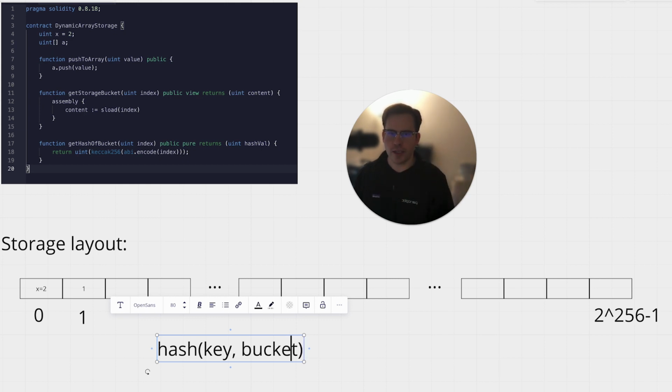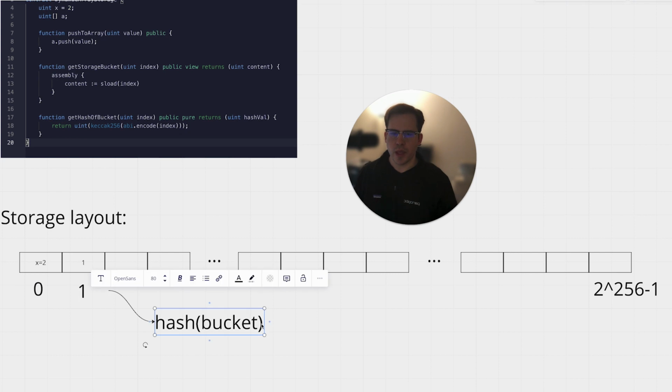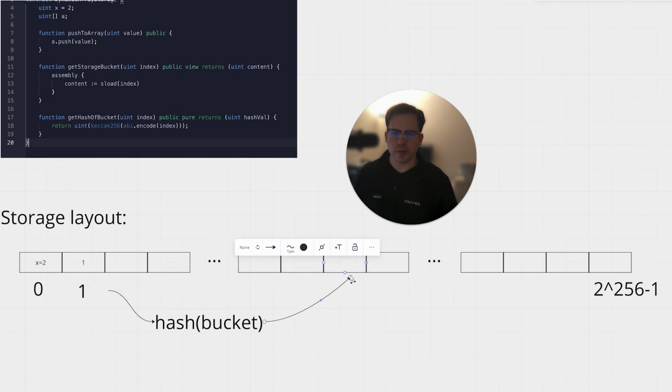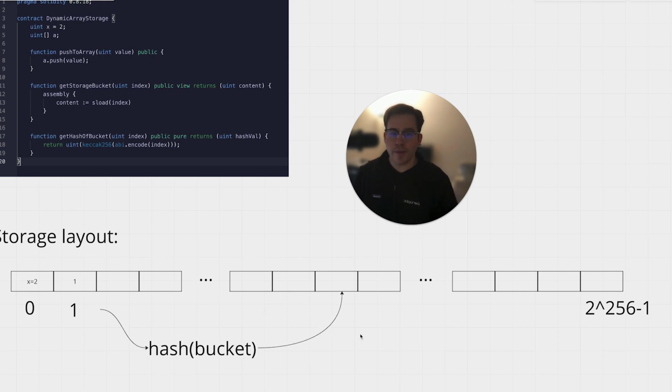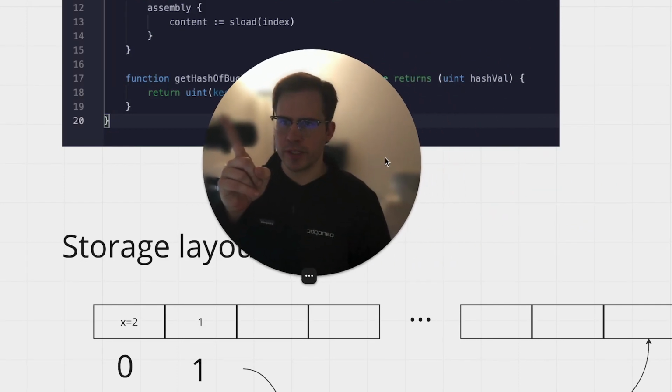And we don't have a key in a dynamic array, so all we need to do for a dynamic array is just hash the bucket. So we'll just hash the bucket. What's going to happen is we're going to take the hash of this bucket, which is 1, and we're going to get some very high value, over here somewhere, whatever that is, and that's where the value will be. That's what this function, we're going to run it in a moment in Remix, does for us.